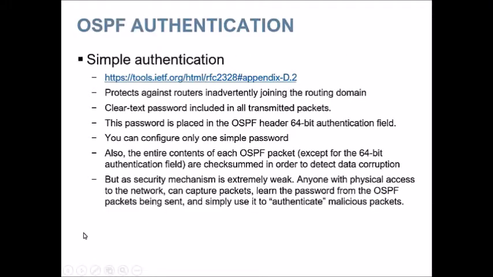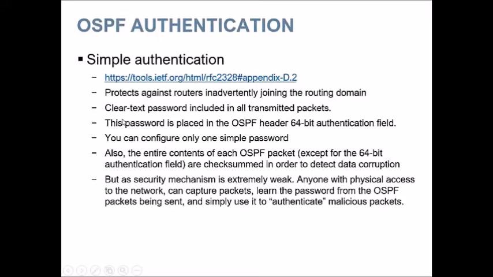All right, so simple authentication is the first one that we're going to talk about. It is described in Appendix D2 of RFC 2328, which describes OSPF. It protects against routers inadvertently joining the routing domain, meaning unauthorized routers sending OSPF messages to me.